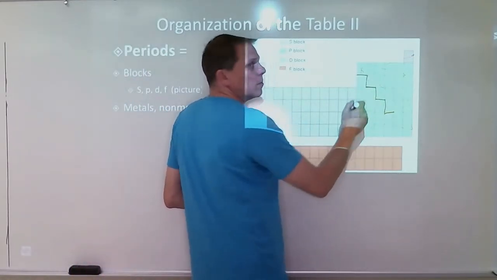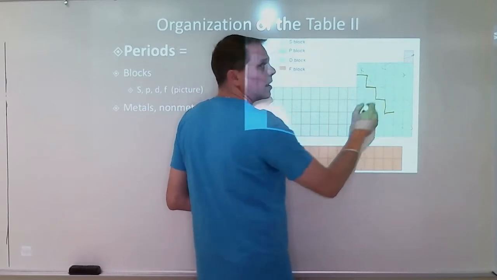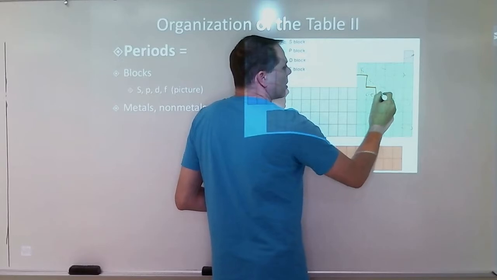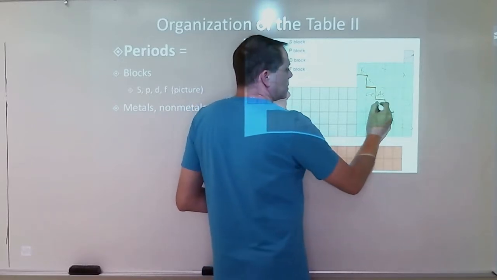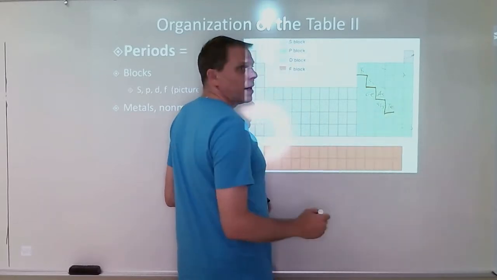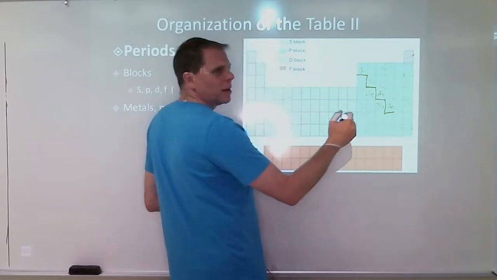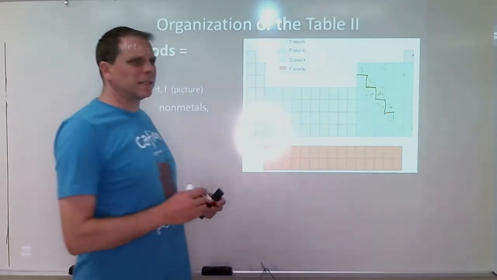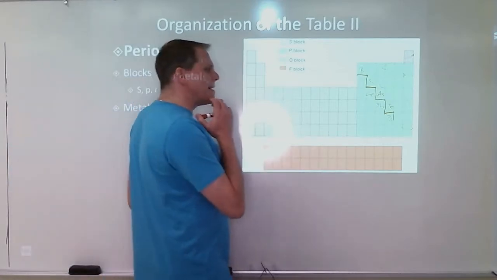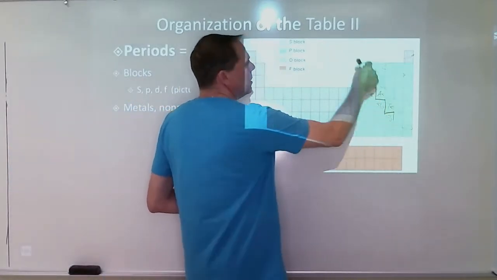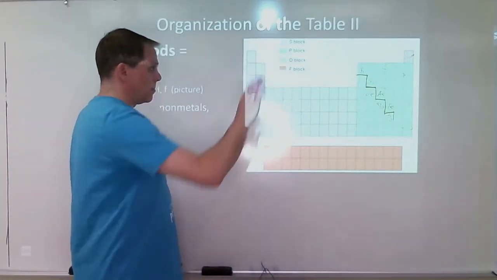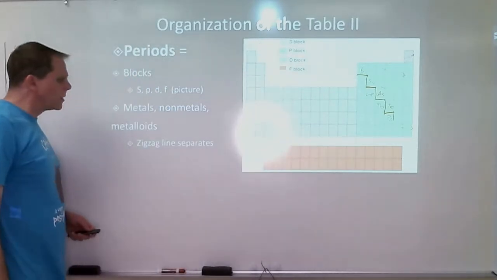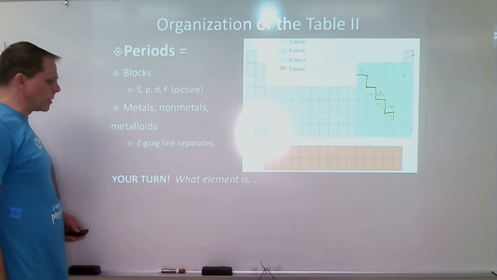Okay, so you've got boron, you've got silicon, you've got germanium, you've got arsenic. These are our metalloids, right? Antimony, tellurium, and polonium. Okay. Astatine is actually considered a nonmetal, if I remember correctly. So these are your metalloids, and then you've got nonmetals, metals everywhere else. So that zigzag line is what's going to separate those metalloids.